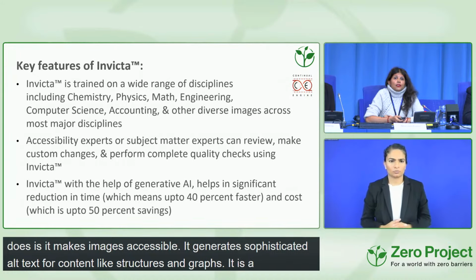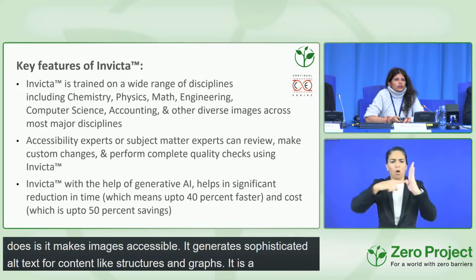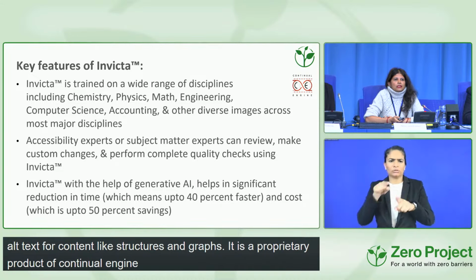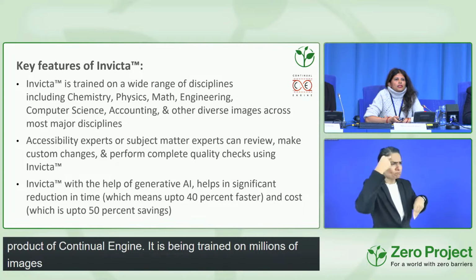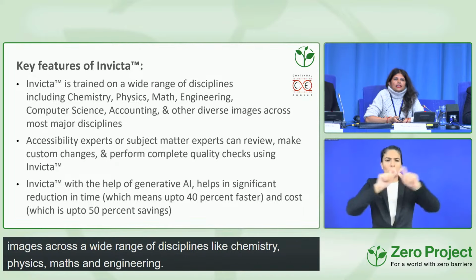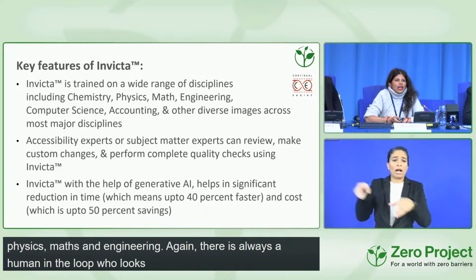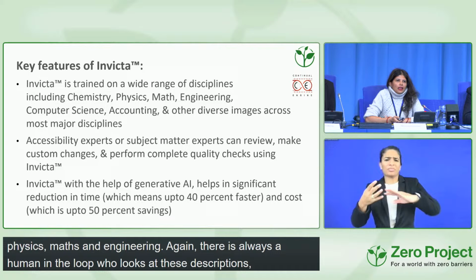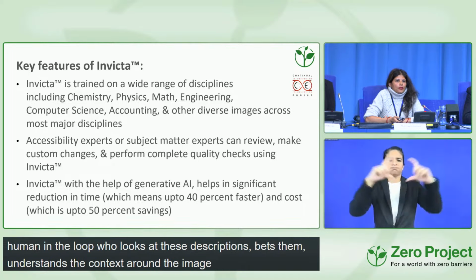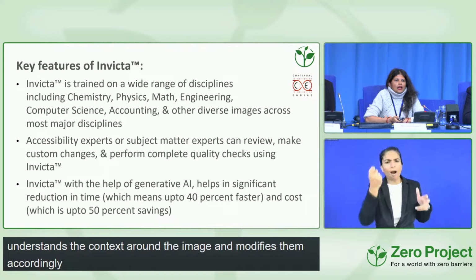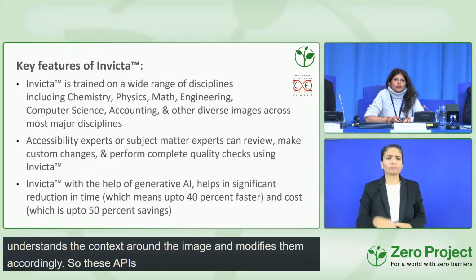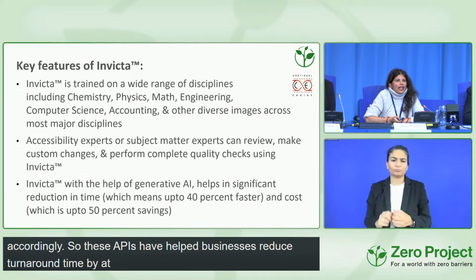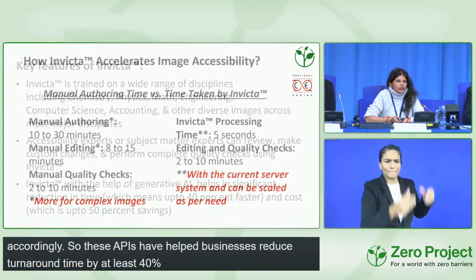It's been trained on millions of images across a wide range of disciplines like chemistry, physics, math, engineering. And again, there is always a human in the loop who looks at these descriptions, vets them, understands the context around the image, and modifies them accordingly. So these APIs have helped businesses reduce turnaround time by at least 40%, cost by at least 50%, and also ensured high quality of alt text descriptions.